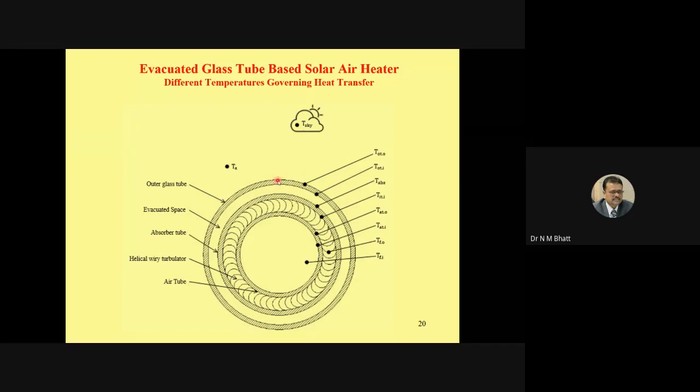Since this TOTO would be higher than the ambient temperature, there would be convection losses to the ambient, which is at temperature TA, and there would be radiation to the sky. That is called sky radiation. Then whatever solar radiation is captured, part of that is re-radiated. So the majority of the heat would be retained or captured by the absorber, and that will be conducted through the absorber tube.